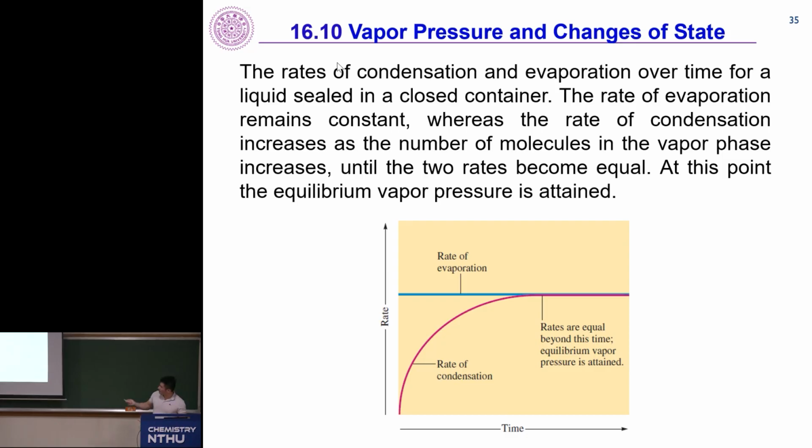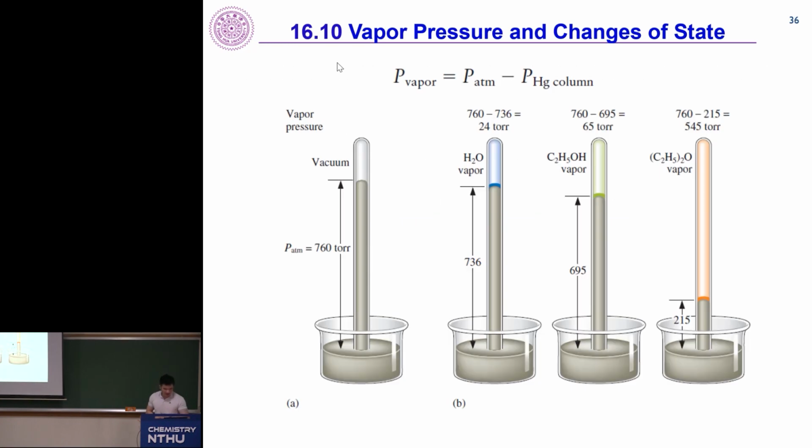So this is what we call vapor pressure. At this point, how much pressure of gas do we have? And how do we measure this? Well, in the past, what you can do is pour a little bit of liquid into a capillary tube. Then you fill this capillary with some mercury, and you just invert the capillary.